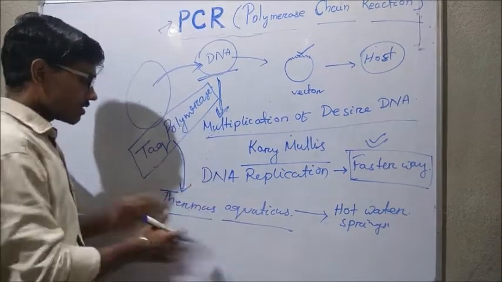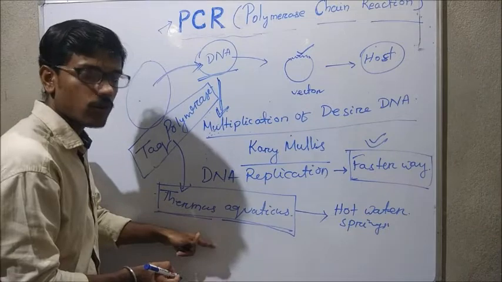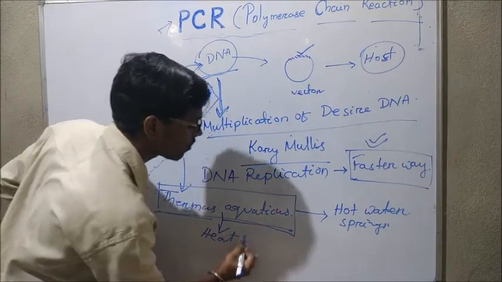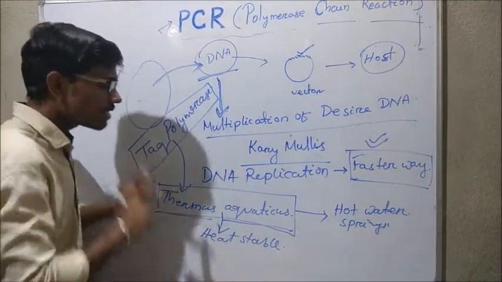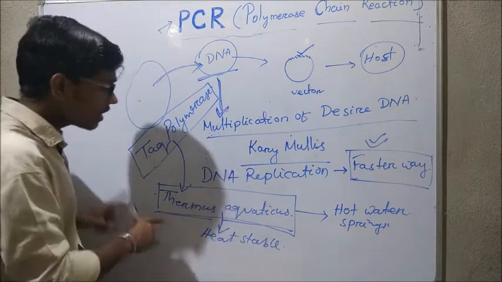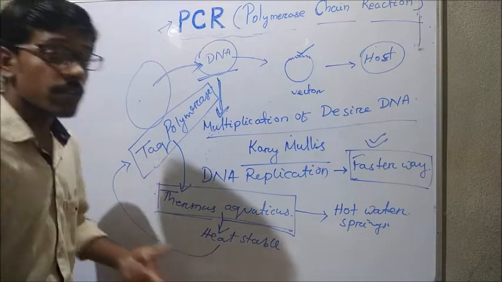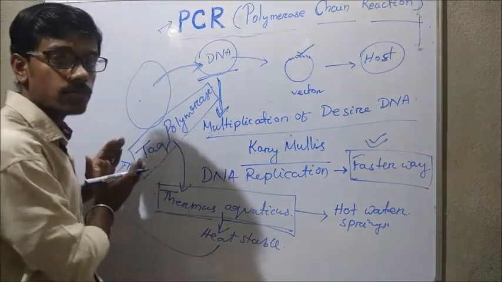Okay, the Thermus aquaticus bacteria is heat stable. As this is heat stable, the enzyme found in this bacteria will also be heat stable. It means that at a high temperature, the Taq polymerase is able to work.